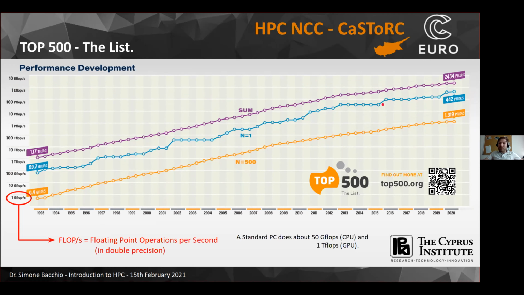The top one is not perfectly linear, because once a newer computer comes out, it might be the top one for many years. But if you look at the sum, it has grown exponentially over the years, almost doubling the performance every year. And we will see in detail how these systems are made.